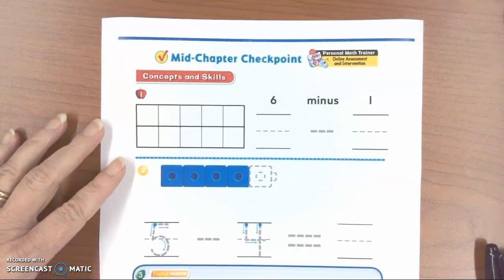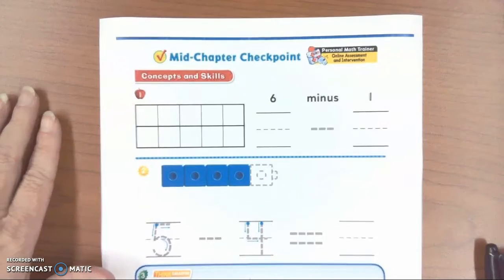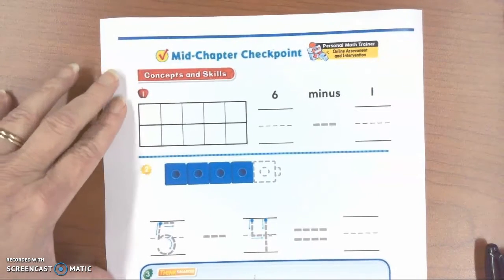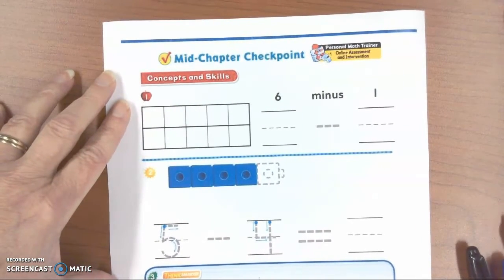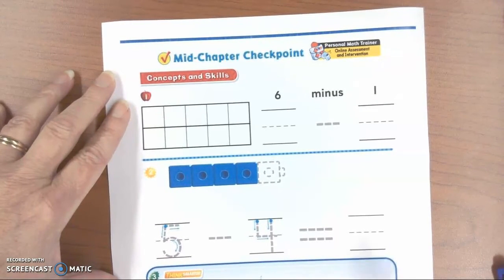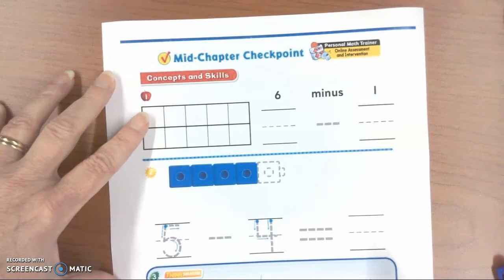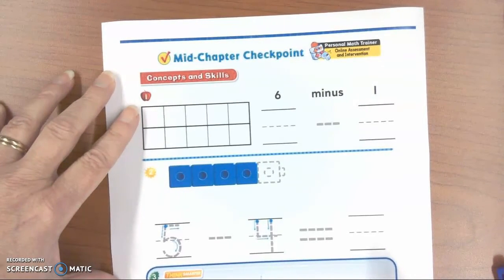This is the mid-chapter review for Chapter 6 for Kindergarten GoMath. Question number 1 says, Child has 6 counters. One of his counters is yellow, the rest are red. Draw and color the 6 counters in the 10 frame. Write the number that shows how many in all. Write the number that shows how many are yellow.